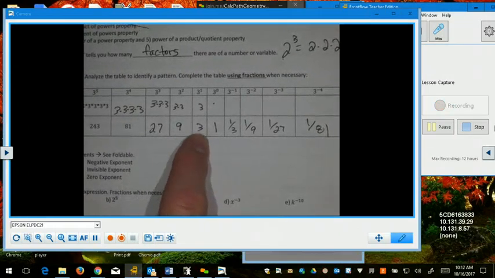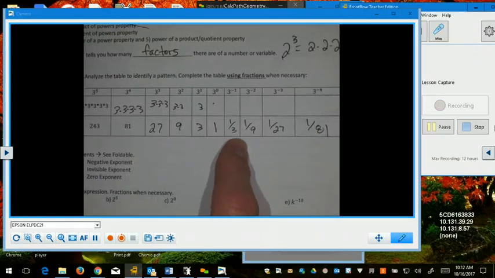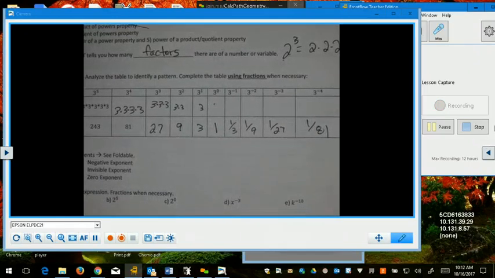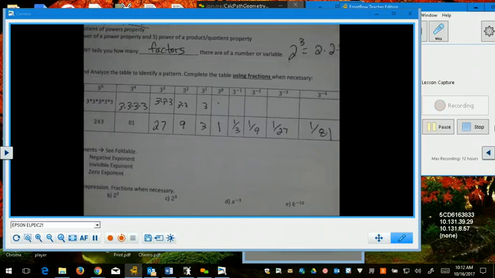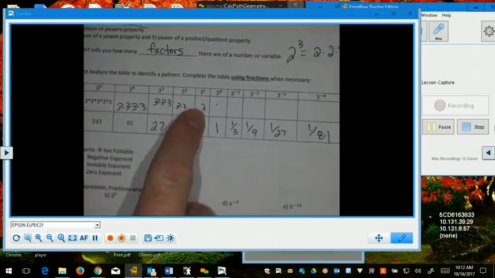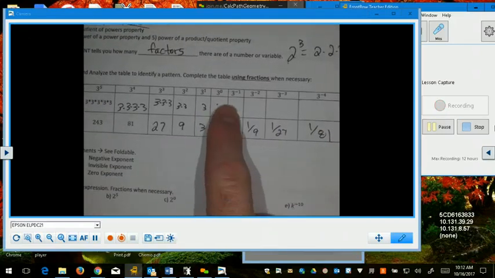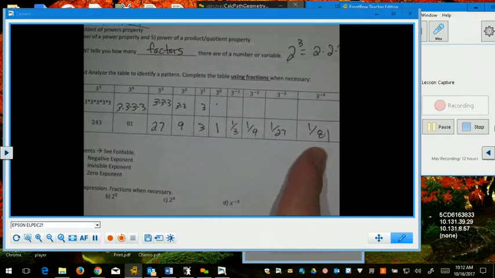27, 9, 3, 1, 1/3, 1/9, 1/27, 1/81. Okay? Now we're going to talk about zero and negative exponents to understand where these numbers came from.